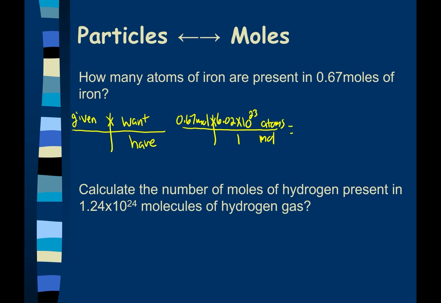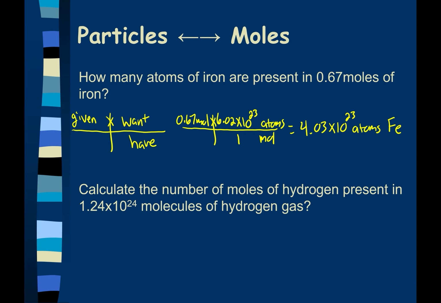When we work this out, 0.67 times 6.02 gives us 4.03 times 10 to the 23 atoms of iron. Okay, so that's how we approach mole conversions between moles and particles. In order to go from moles into particles, we are multiplying by Avogadro's number.